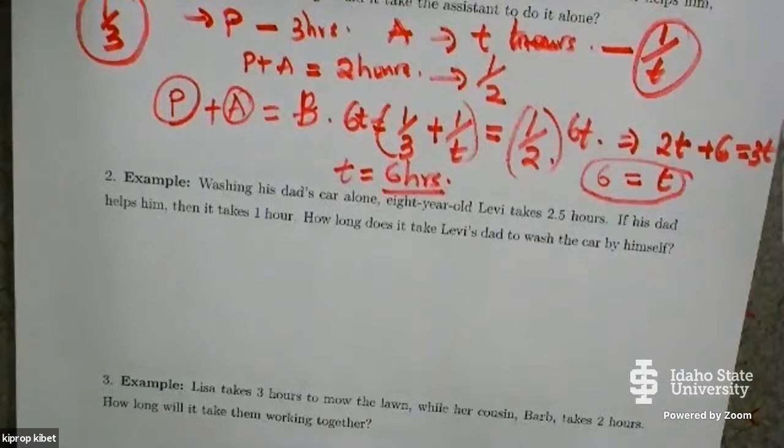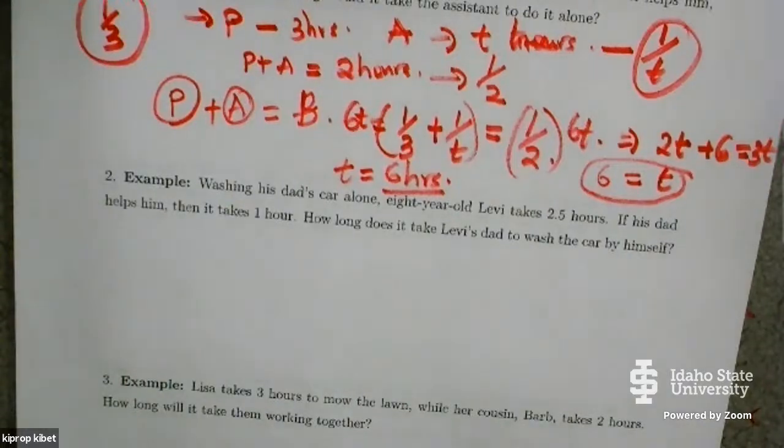Washing his dad's car alone, 8-year-old Levi takes 2.5 hours. If his dad helps him, then it takes 1 hour. How long does it take Levi's dad to wash the car by himself? Okay, so this is similar to number 1. So you can try that before we do it.